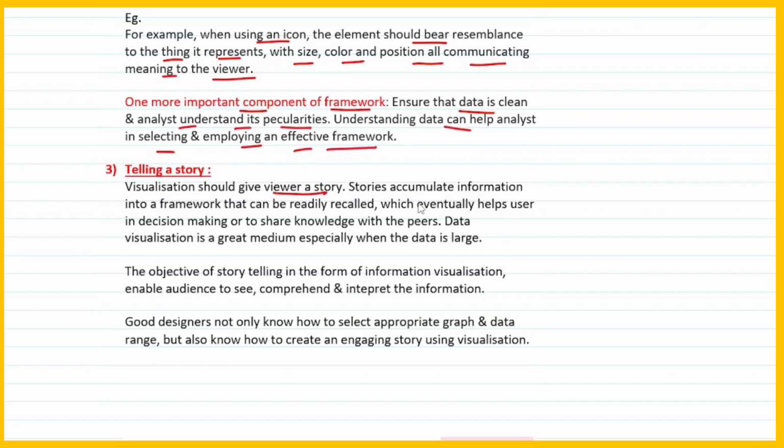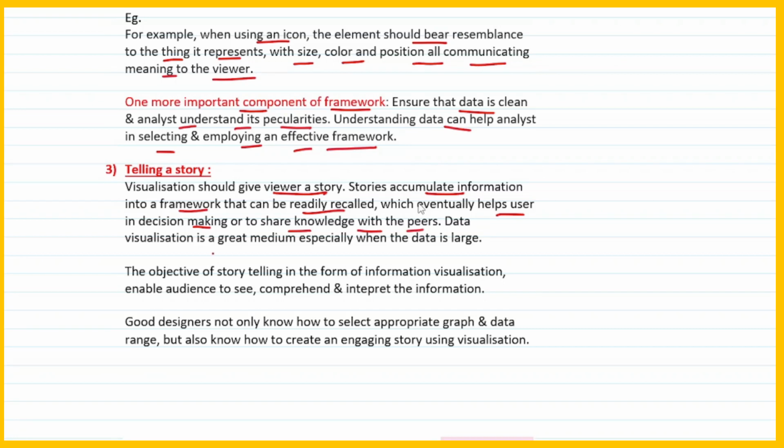If they are able to view something as a story, it is much easier for them to memorize it and do the required task out of it in the way they want, right? So what do stories do? They accumulate information into a framework that can be readily recalled. Recall means it can be memorized again, or whatever you have learned, you're able to revise, which eventually helps the user in decision making or to share knowledge with peers. So whatever data has been collected, they are able to share the knowledge with whom? With their colleagues, or with the higher authorities, that is the C-suite people.